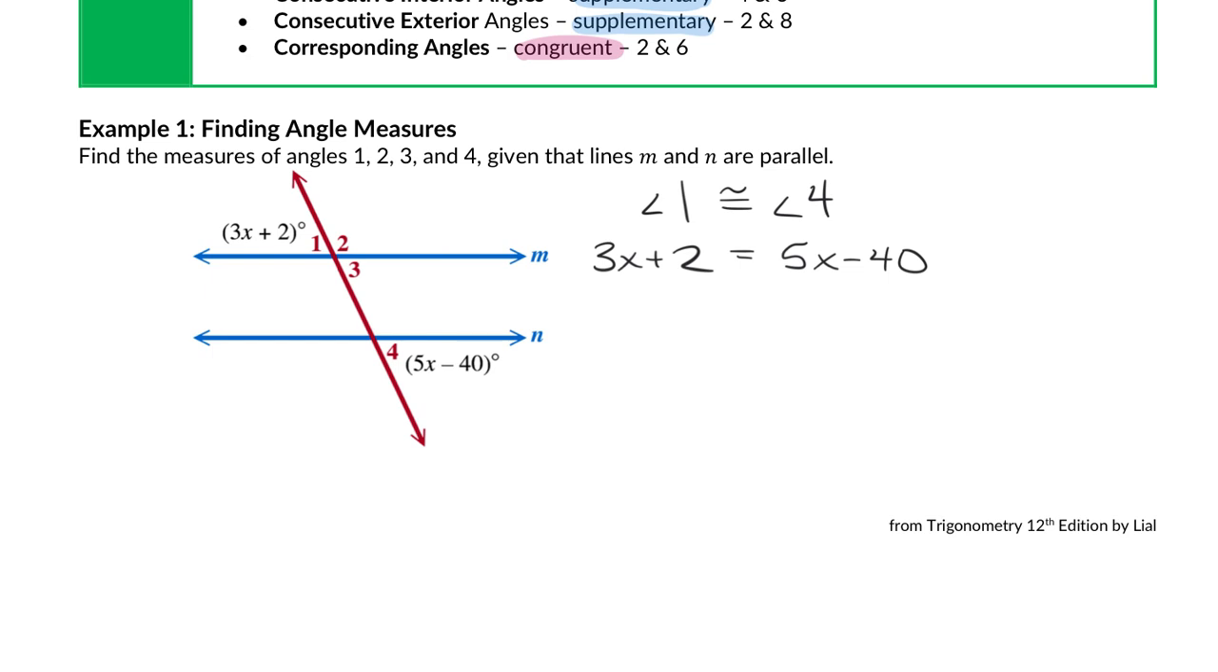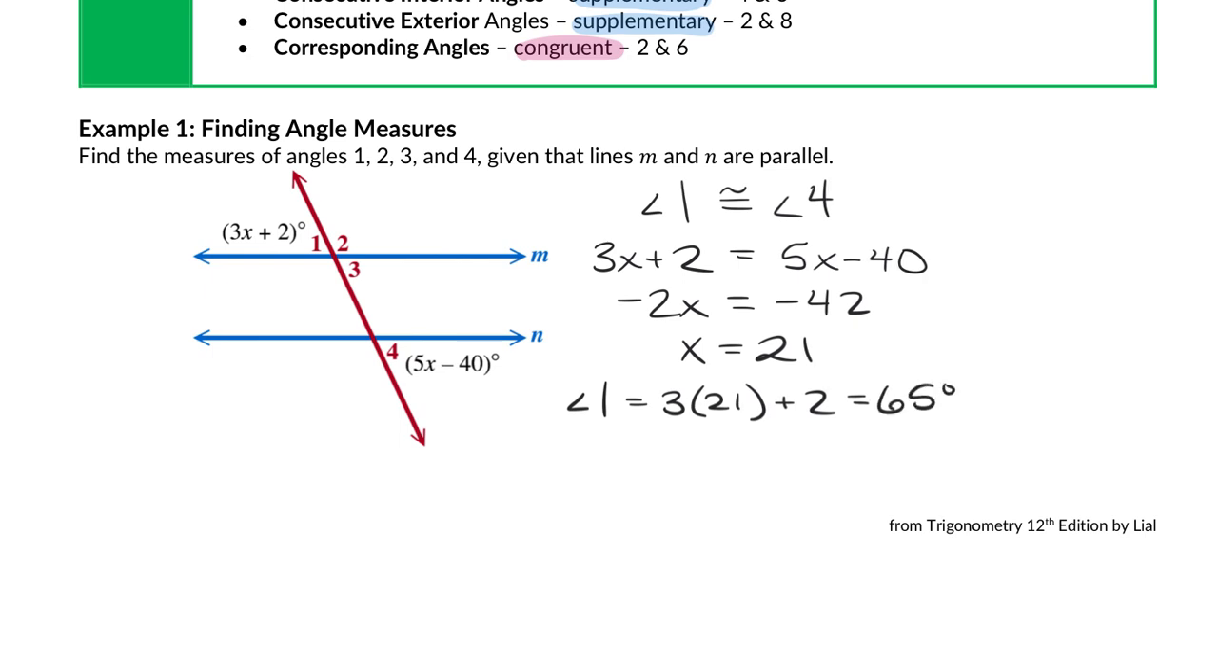We would subtract 5x from both sides. We get negative 2x. We would subtract 2 from both sides. We get negative 42. Divide by negative 2 on both sides. We end up with x is equal to 21. Now that is a piece of information I need to then use to solve the questions. If I know that x is equal to 21, that means that angle 1 is equal to 3 times 21 plus 2. What's 3 times 21 plus 2? 65 degrees. Make sure you put the degree symbol at the end or else it will be wrong.